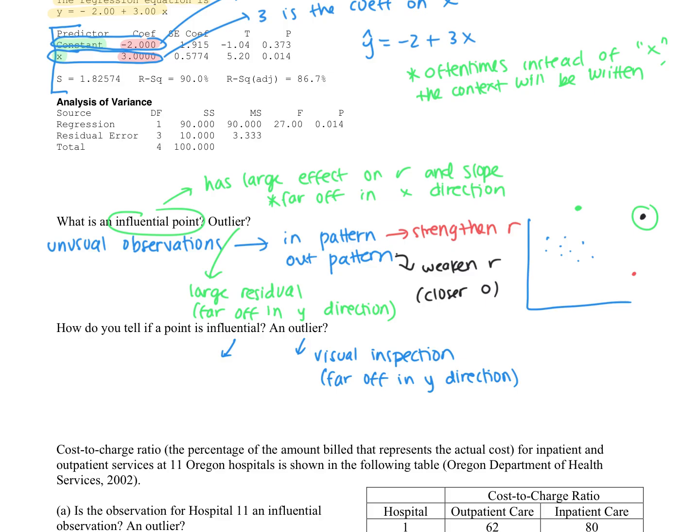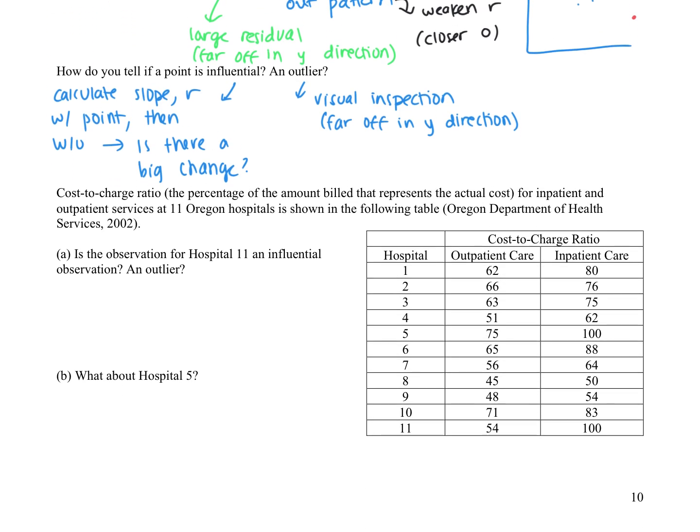So what we would do is we would calculate the slope and r with the point, then without. And ask ourselves, is there a big change? Now, big change is subjective. You have to decide, do you think that it's a big change? You do not need to do that unless you are specifically asked.